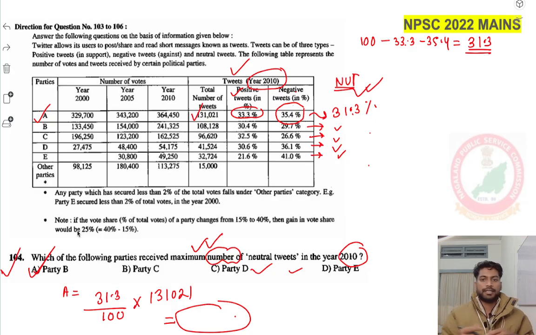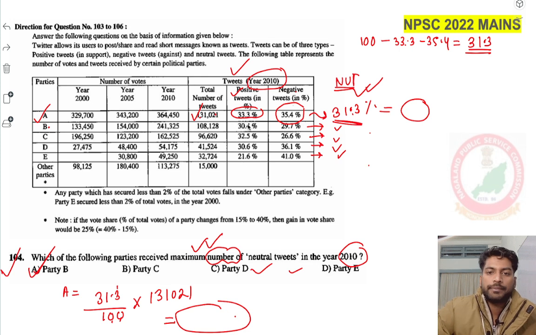If I'm wrong, I'll put it in the comments, but the answer will be political party B. Use your calculator and calculate. I already gave you the blueprint for how to get it for political party A. Neutral tweets are 31.3 out of 100, and the total tweets were 131,021. So if you calculate, there will be a number. You have to write the number.